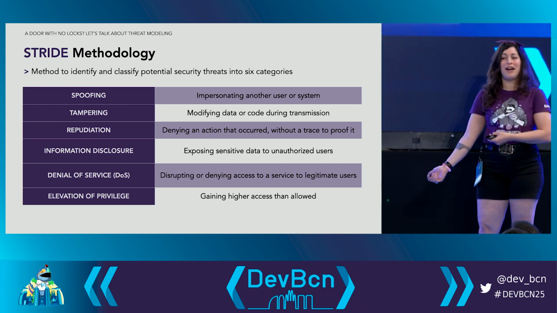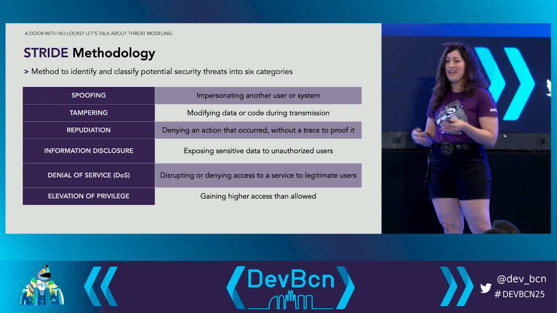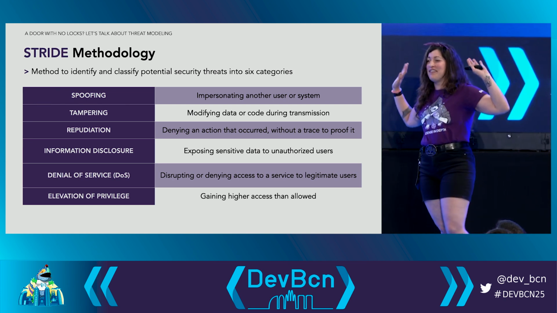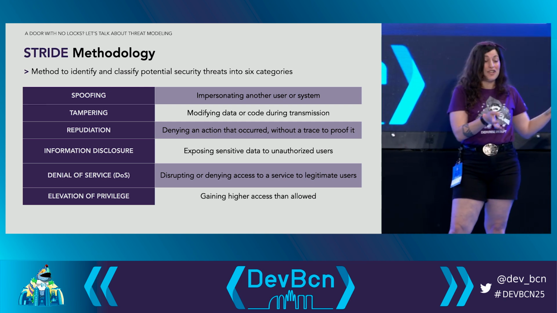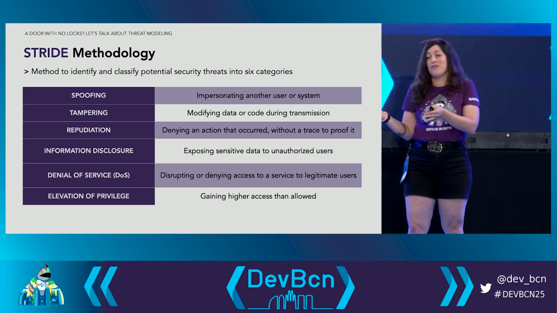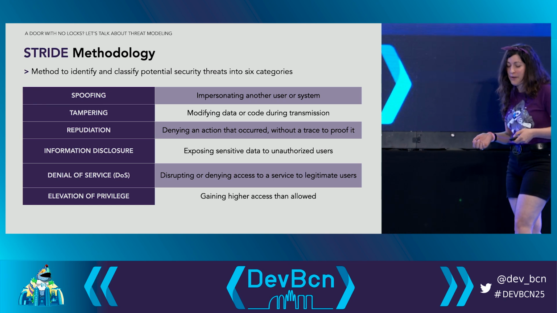Repudiation is when you don't have any logs, and somebody does a big transaction and they say, okay, prove that I did that. An action has occurred, but you don't have any way to tell that this action occurred. So it's poor logging that is the concept here.